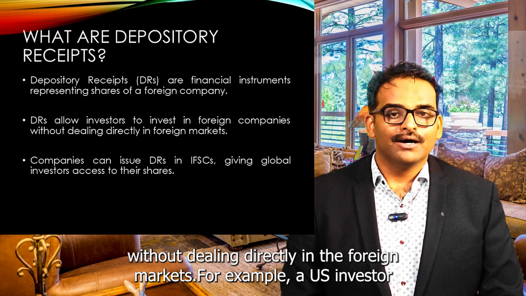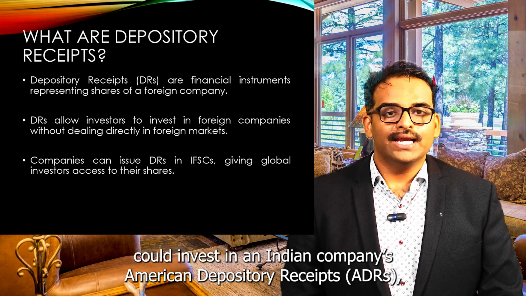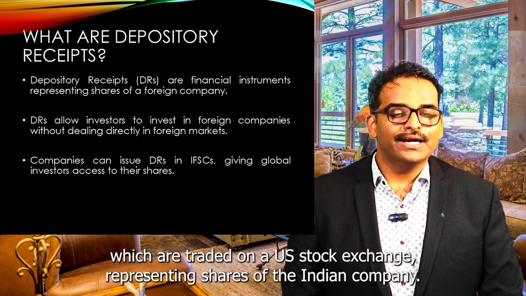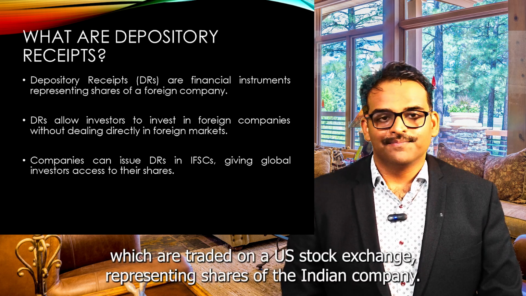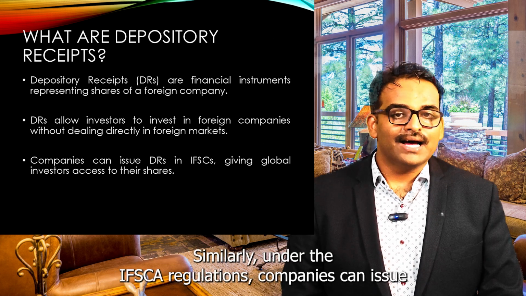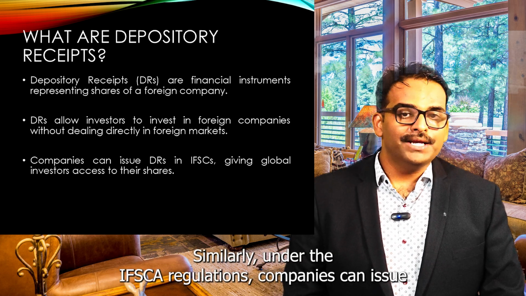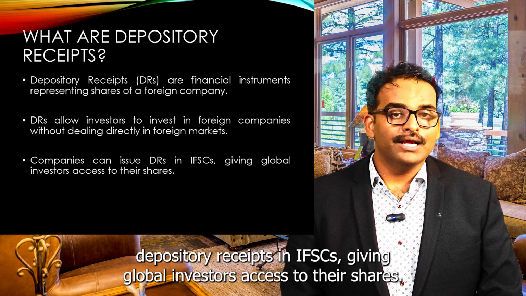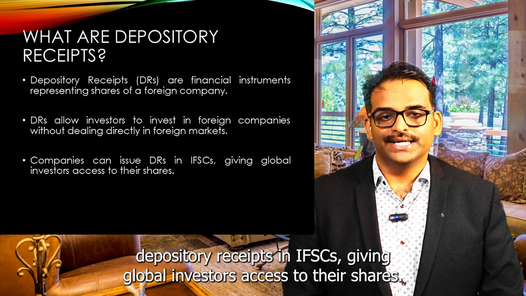For example, a US investor could invest in an Indian company's American depository receipts, which are traded on a US stock exchange, representing shares of the Indian company. Similarly, under the IFSCA regulations, companies can issue depository receipts in IFSCs, giving global investors access to their shares.